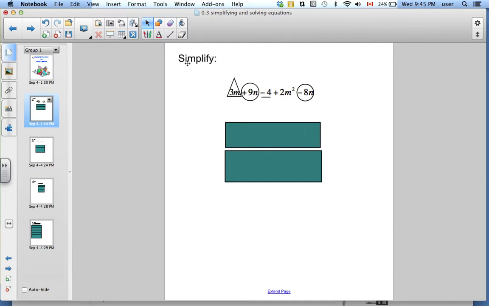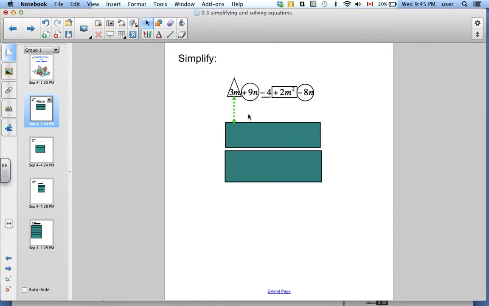So here the main thing is you have to remember that when you're grouping your like terms, you always group them based on their similarities. So remember we said that the 3m doesn't go with the 2m squared. They're different. But our 9n can go with our negative 8n. With these here, I'm going to show you by drawing arrows. We're going to bring down our 3m here. So our 3m goes on its own. That's going to be our first thing that we're going to write.